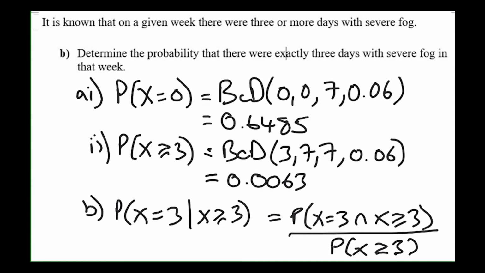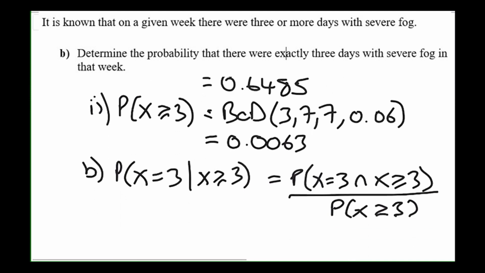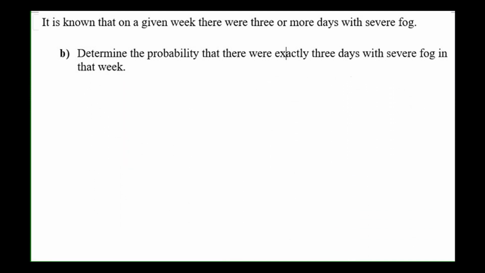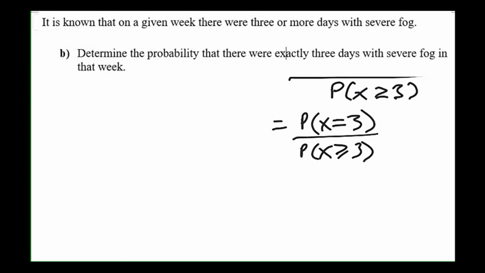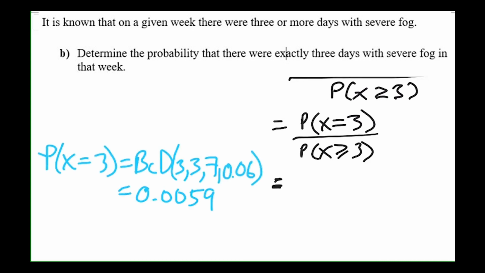Okay, so I'll actually just rewrite this in a simpler form. It's the probability that x equals 3 over the probability that x is greater than or equal to 3. I've already found the answer for the denominator here. So on the calculator, I'm just going to quickly find the probability that x equals 3. And we get 0.0059. Okay, so I've got 0.0063 as my denominator and 0.0059 as my numerator.